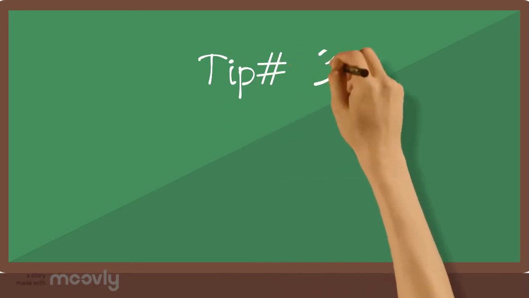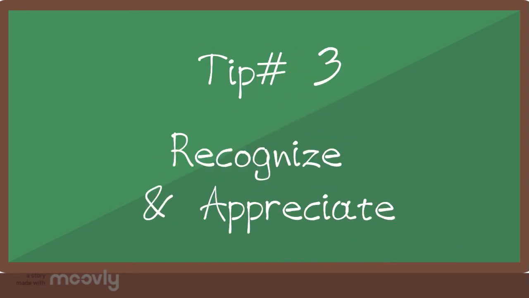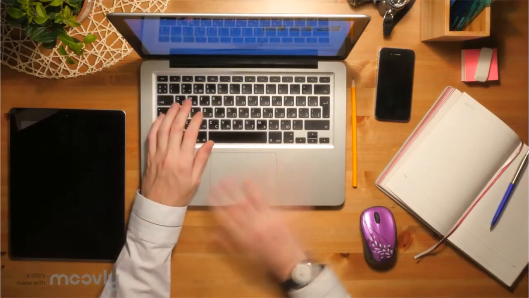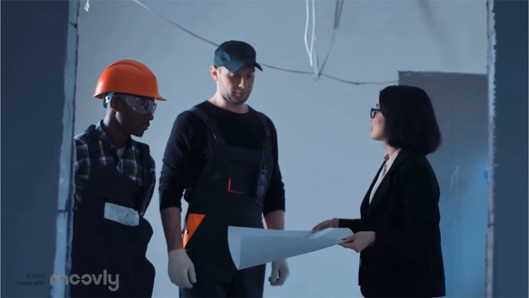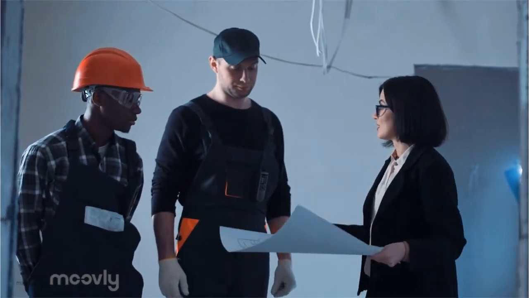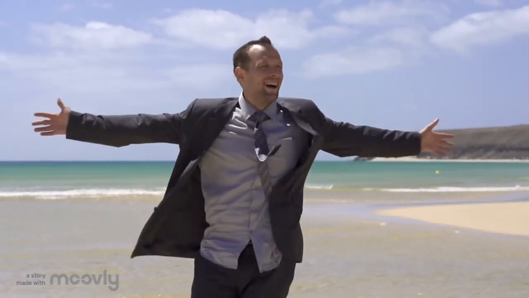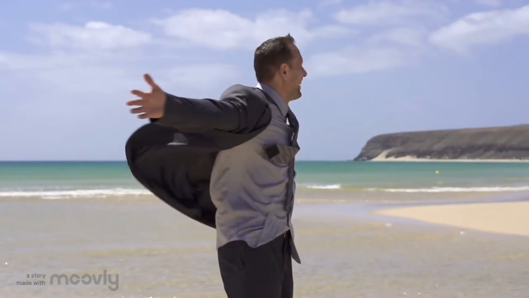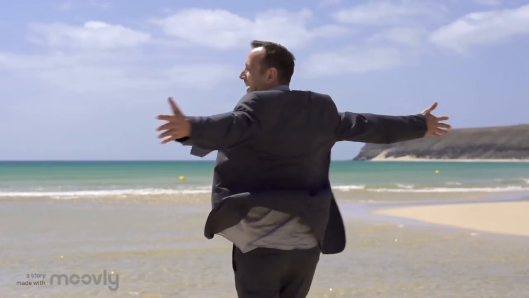Tip number 3, recognize and appreciate. Let team members know that you value them and their contribution. Why don't we do this more often? Well, sometimes we think we're just too busy. Or we think, I don't need to let them know. They are professionals. They should be doing their jobs. However, if we don't acknowledge the good work our teams are doing, they may stop doing that good work, thinking that their efforts are not being noticed, recognized, or appreciated.